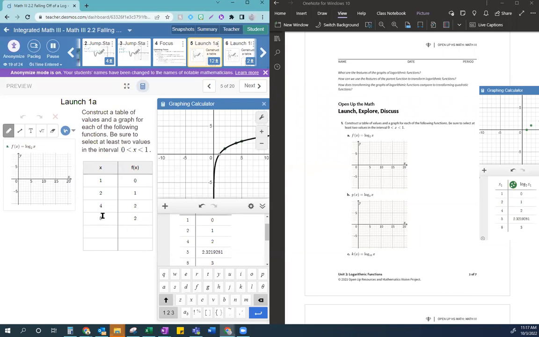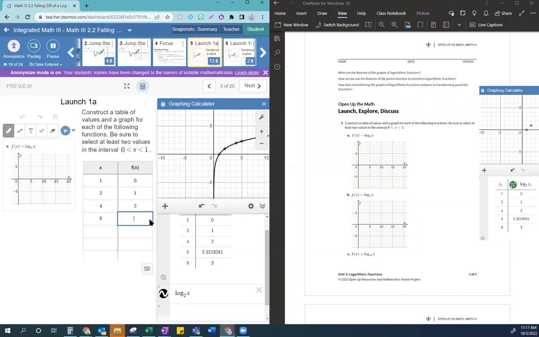Yeah, I skipped 5 here. Oh, shoot, I put 2 here. I skipped 5 here because I didn't want to write 2.32 or whatever, if that makes sense, right? So yeah, I kept it here. What values do you want us to use, Ms. Johnson? Values that make sense.